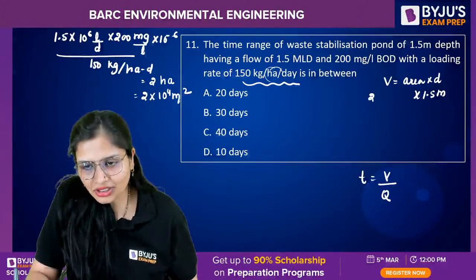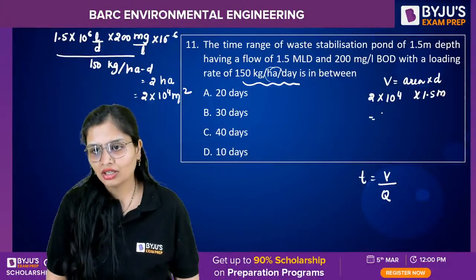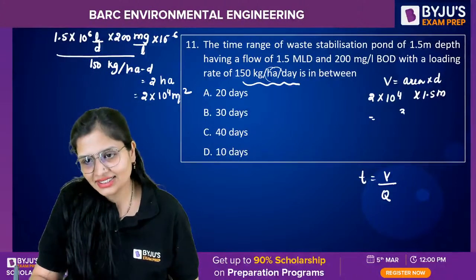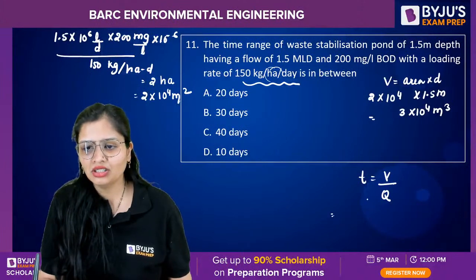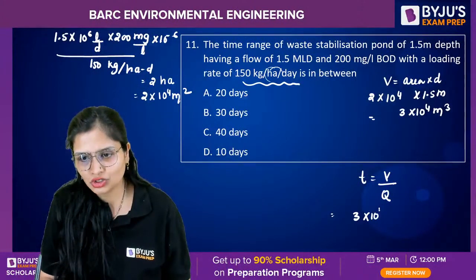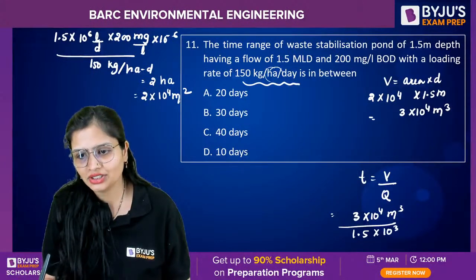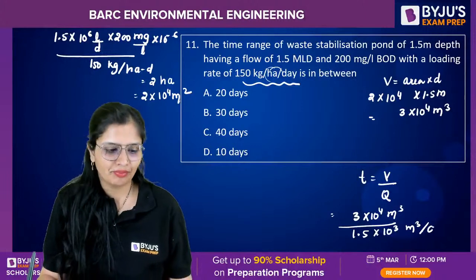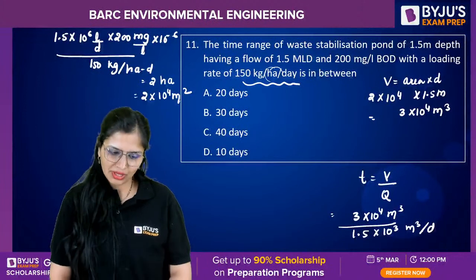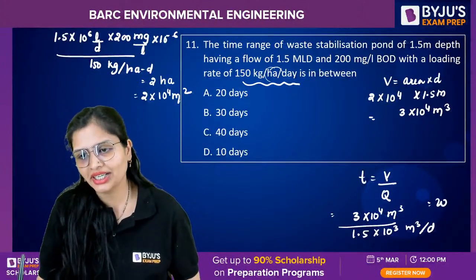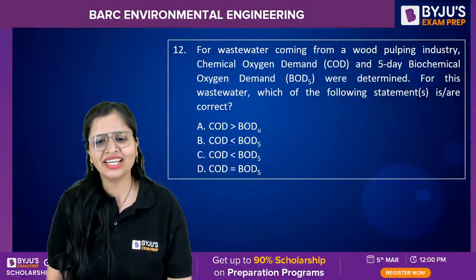Okay, so from here 2 into 10 raised to power 4, how much will it become? 2 into 1.5, that is 3. 3 into 10 raised to power 4 meter cube. So from here volume will become 3 into 10 raised to power 4 meter cube, and discharge will be 1.5 into 10 raised to power 3 meter cube per day. How much are you guys getting? 20 days. 20 days. Okay, fine, correct. So 20 days will be the answer. Simple. Come on. This question, very easy, very easy.